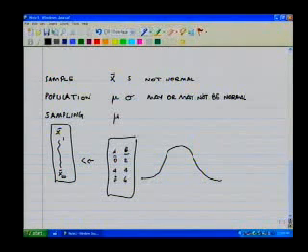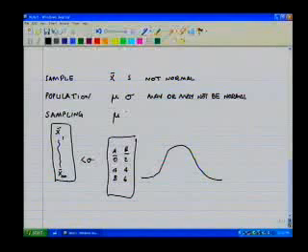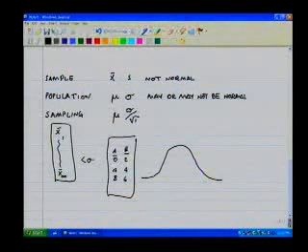What is even more magical, and I'd really lock yourself down in your seats for this, because this is real magic. The standard deviation of the sampling distribution is equal to sigma divided by the square root of n.